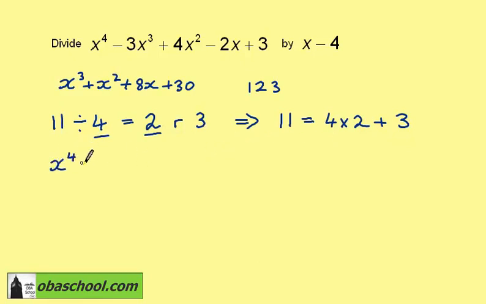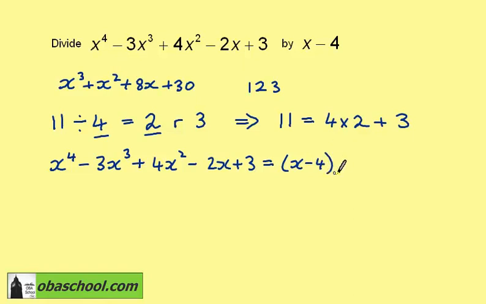So when we have x to the 4 minus 3x cubed plus 4x squared minus 2x plus 3, we can write this as equal to the x minus 4, which was the divisor, multiplied by the quotient, add the remainder.